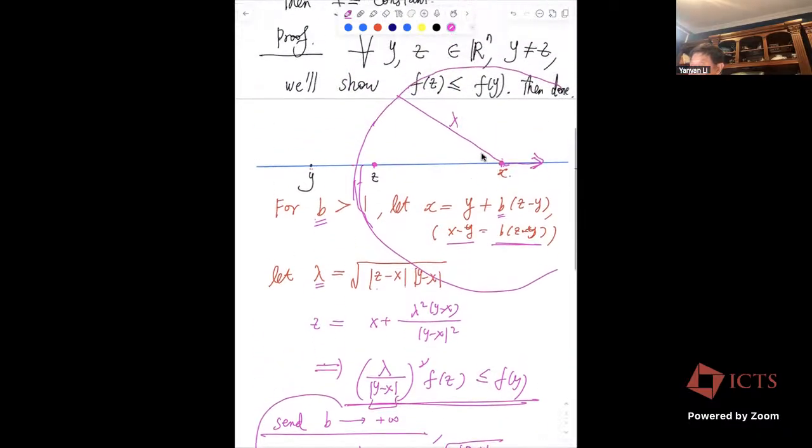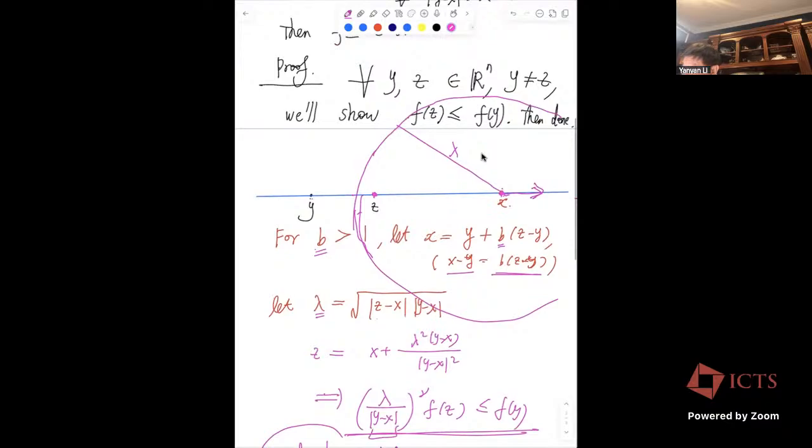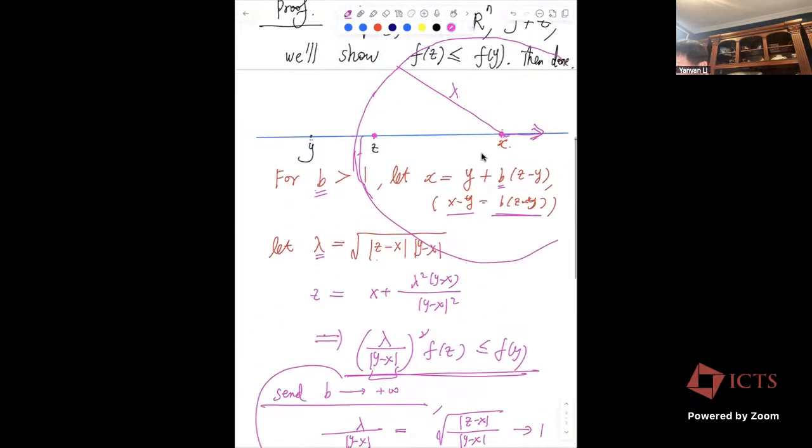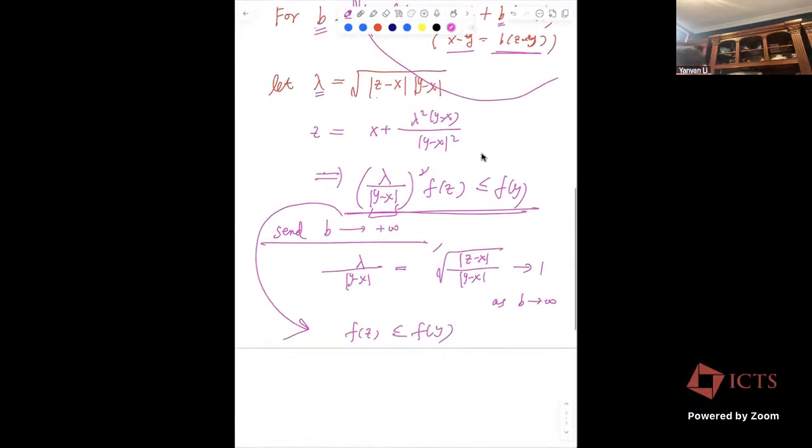This is exactly like what I drew last time. I make this circle get bigger and bigger, and so on. So this is what I described last time, and now in formula. Okay.